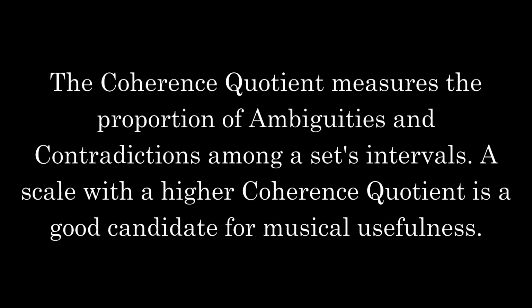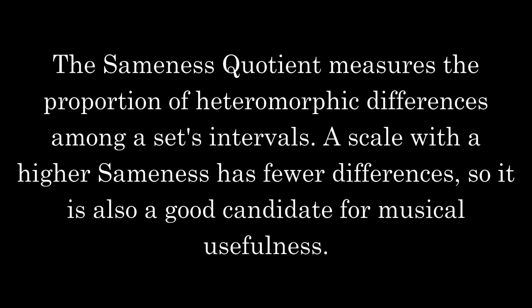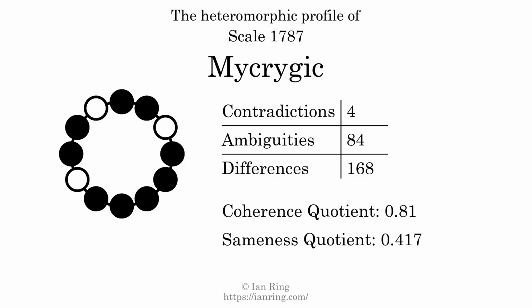The coherence quotient measures the proportion of ambiguities and contradictions among a set's intervals. A scale with a higher coherence quotient is a good candidate for musical usefulness. The coherence quotient is 0.81. The sameness quotient measures the proportion of heteromorphic differences among a set's intervals. A scale with a higher sameness has fewer differences, so it is also a good candidate for musical usefulness. The sameness quotient is 0.417.